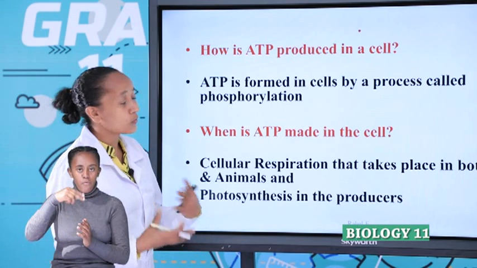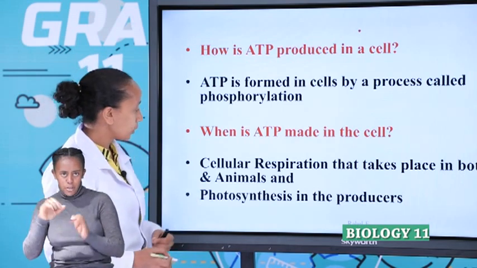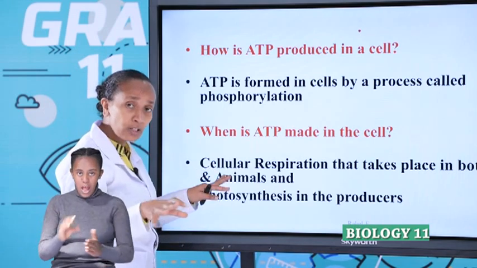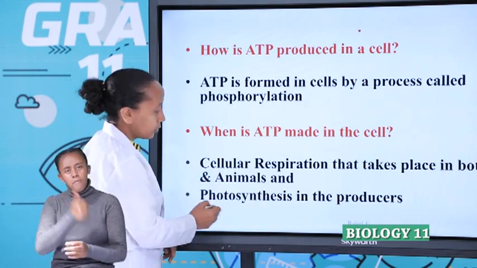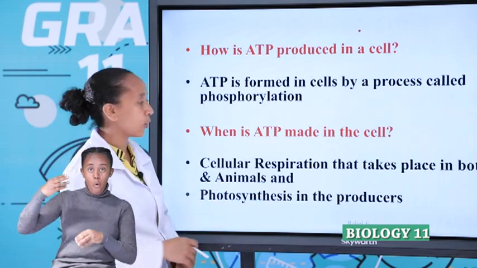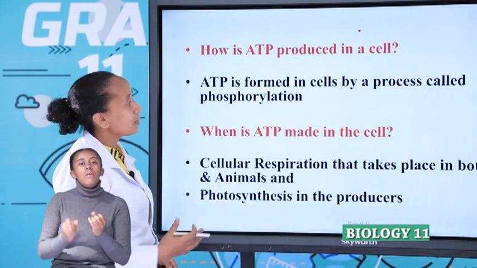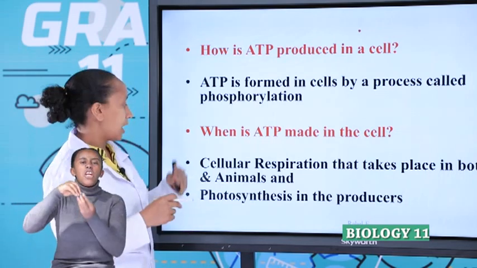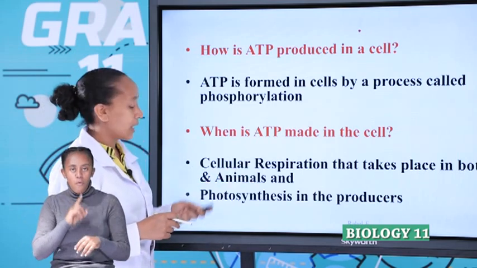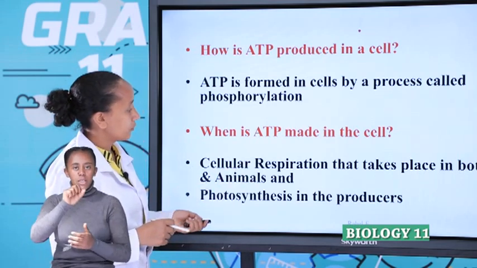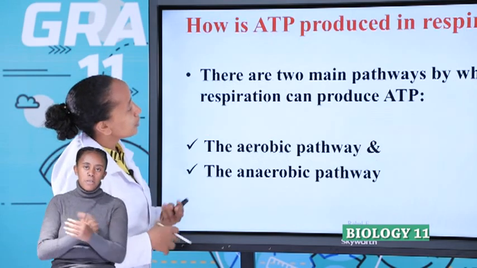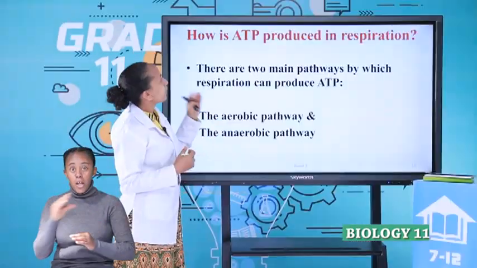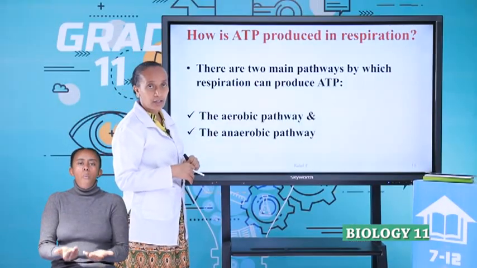So when does this phosphorylation occur in the cell? Phosphorylation occurs in the cell during cellular respiration, that takes place in every type of living organism, and during photosynthesis, which is unique to producers. Therefore, ATP can be produced by phosphorylation in cells at the time of cellular respiration or at the time of photosynthesis.